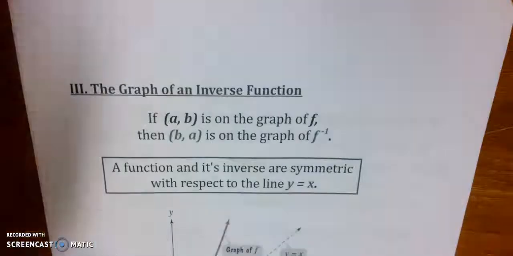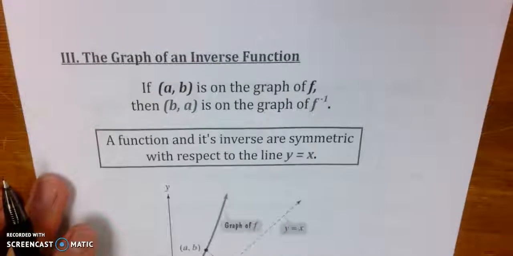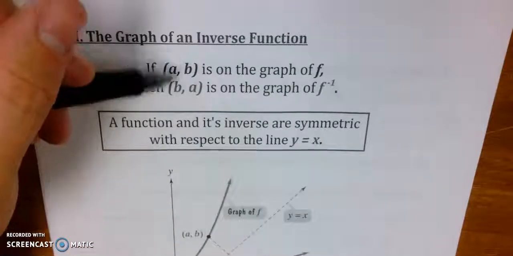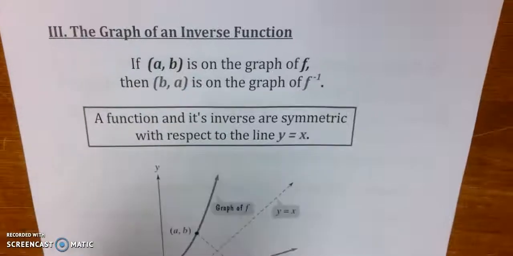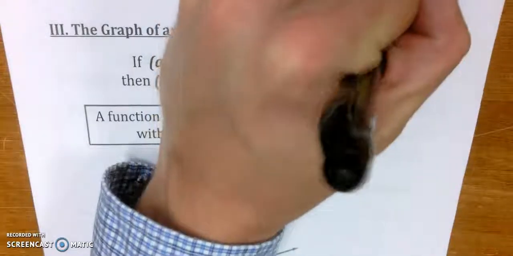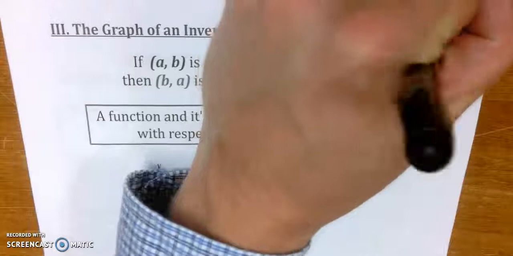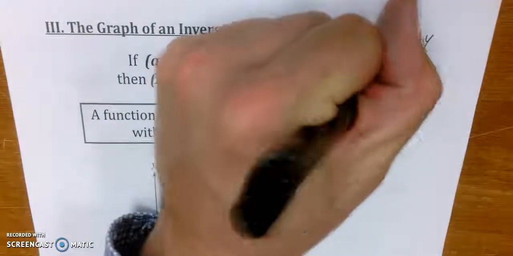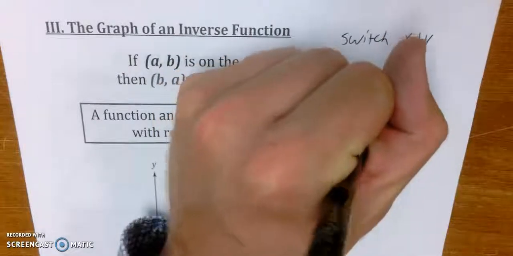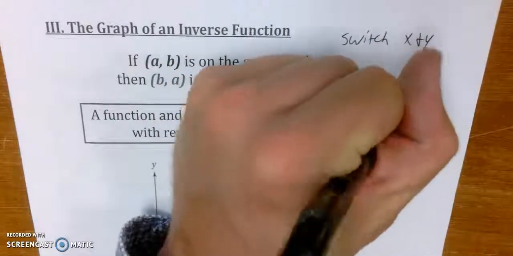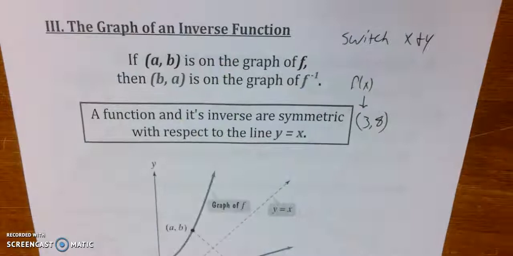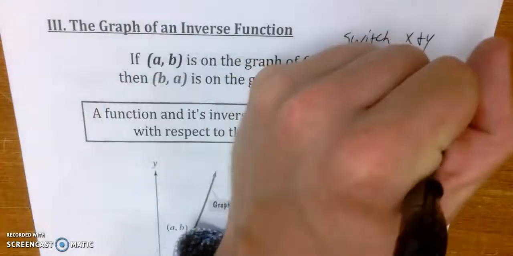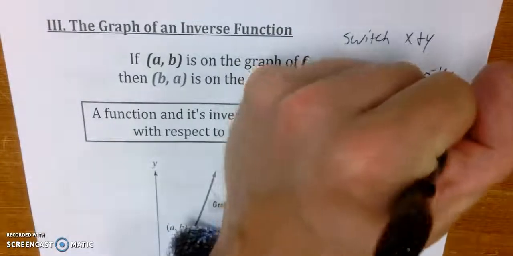Now graphically speaking, if you have a point on a graph, all you have to do to find the point on its inverse is just, again, switch, aka invert, the x and y values. Right, so if I have a graph, the original function, let's say has the point, I'm making this up, 3, 8. Well, that means the inverse function, f inverse of x, is going to have the point 8, 3 on there.